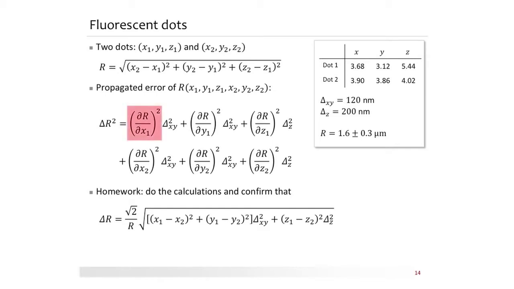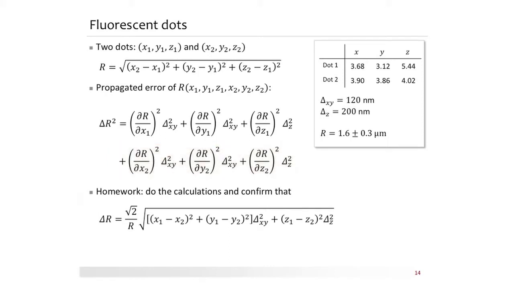You have a derivative by x1, dr by dx1, times the error of x1. And the error of x1 is the same as the error of y1, x2, and y2. This is just one error. So it's this delta xy squared. And then the second variable, this is y1, the error is the same. And the third variable is z1, and the error is delta z. So the first row is for the first dot, and the second row is exactly the same, but it's for the second dot.